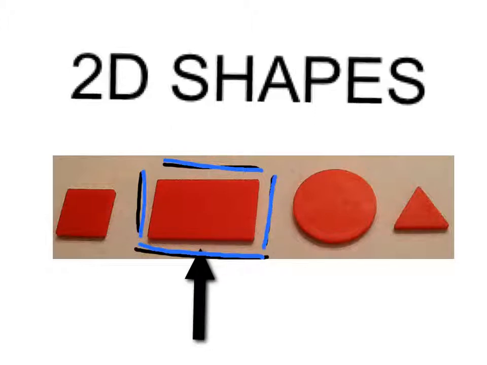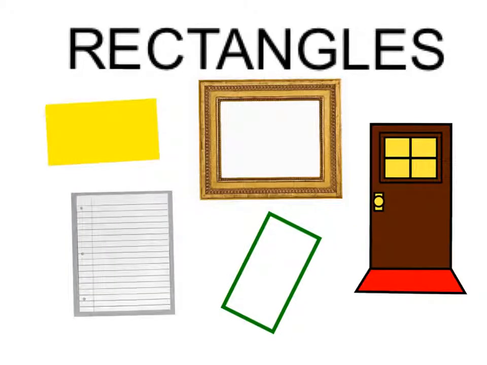So the rectangle has 4 sides like the square, but we have 2 that are the same length and the other 2 that are the same. So we have 2 longer and 2 shorter, whereas the square, all of them are the same length. So let's look at some more rectangles. All of these are rectangles. They can come in different sizes and shapes and they can be turned different directions, but they're still all rectangles.